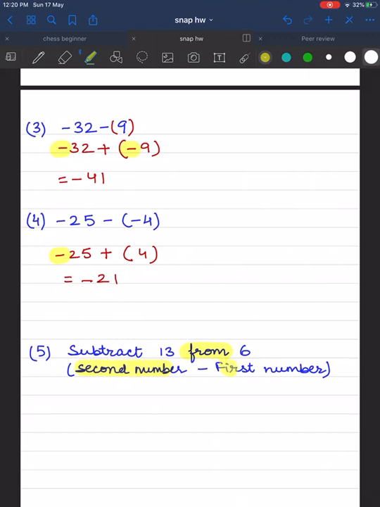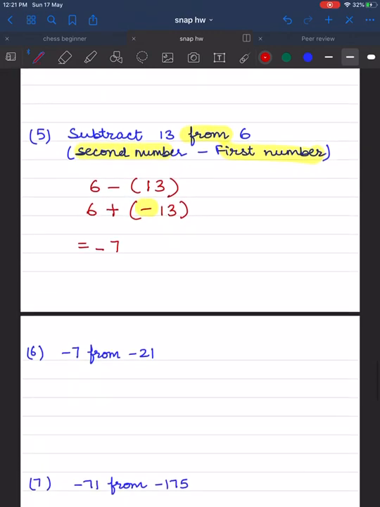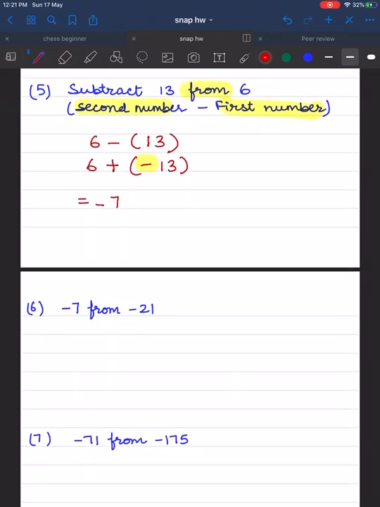Subtract 13 from 6. Here the word is from, so the order of the integers is very important. So it is second integer minus first integer. Let's do this question now. Here I write 6, then I put a subtraction sign and I write the first integer, which is 13. Now I change the subtraction sign to addition and I take the opposite of plus 13, which is minus 13. Now the two integers have opposite signs, so I find the difference of their absolute values. So 13 minus 6 is equal to 7. Now the greater absolute value has a minus sign with it, so I put a minus sign in the answer. I get minus 7.